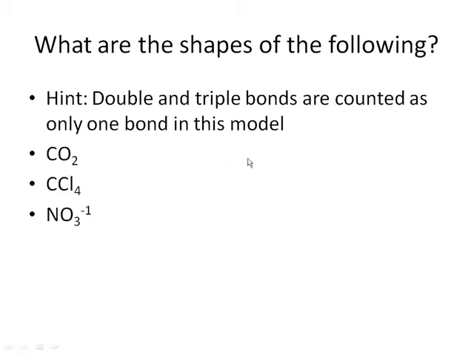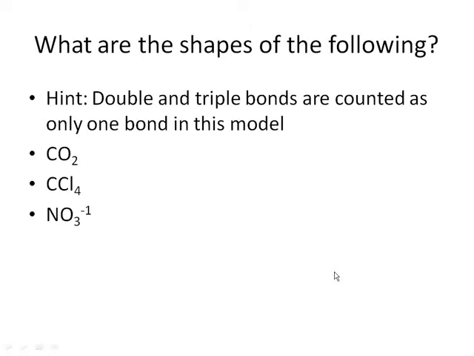So carbon dioxide, CO2, CCl4, and nitrate, which is NO3 -1. And the question is, what is the shape of each of these?